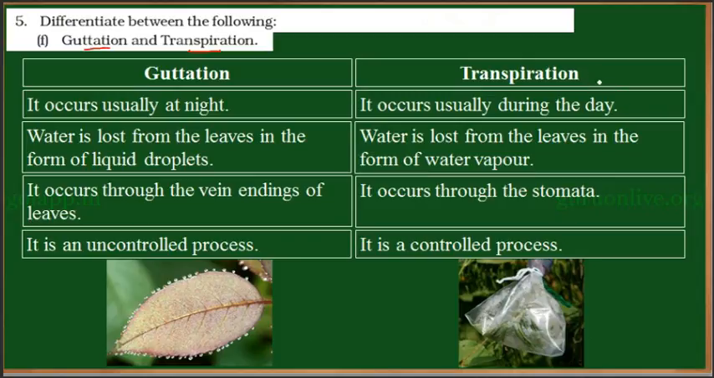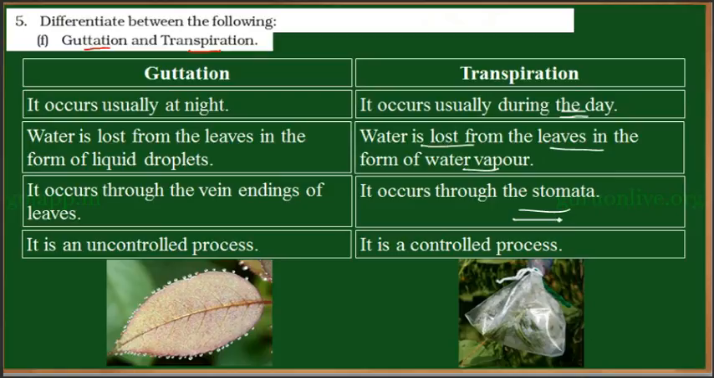So the water which is lost in the form of water vapor through stomata is called transpiration. So it is lost from the leaves in the form of water vapor, and this generally occurs through the site called stomata. And for transpiration to take place, there is a requirement of sunlight. Sunlight creates a suction pressure, and this suction pressure leads to transpiration. So generally transpiration occurs during the day, and transpiration can be controlled.